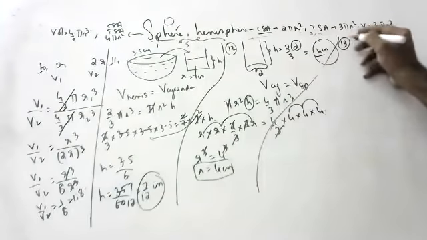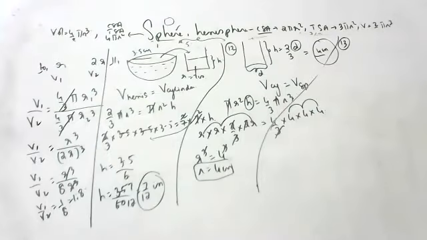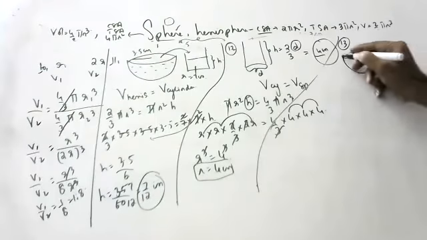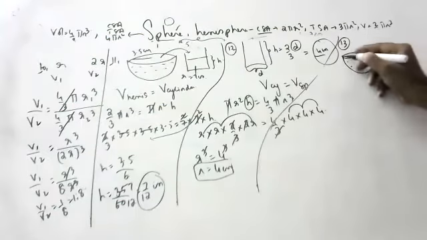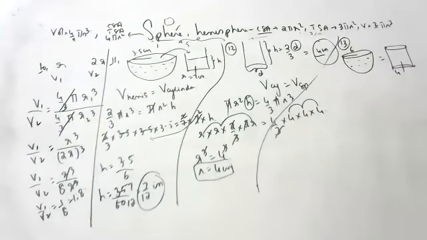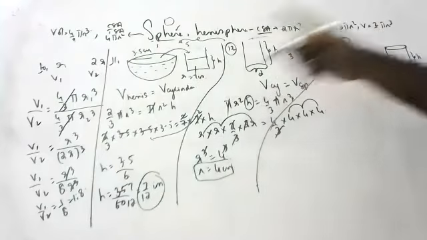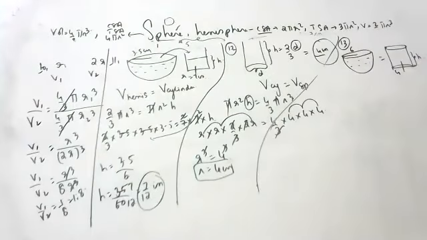Next, Srihita, are you there? A vessel is in the form of a hemispherical bowl full of water. It is emptied into a cylinder, same as this. The internal radius of the bowl and cylinder are 6 and 4. Here the radius is 6, here the radius is 4. The question is, find the rise in the water level. Same question. Tell me now.